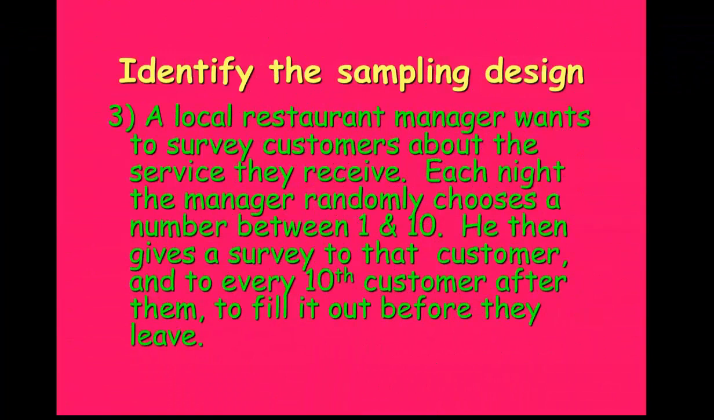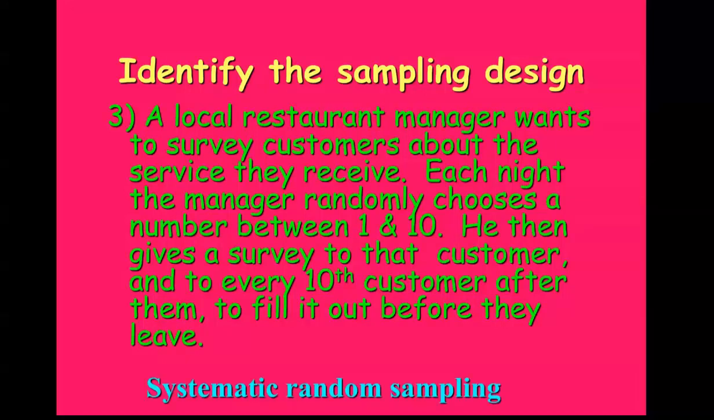Local restaurant wants to survey customers about the service they receive. They randomly choose a number between 1 and 10, and then go to every 10th customer after that position. That would be systematic.